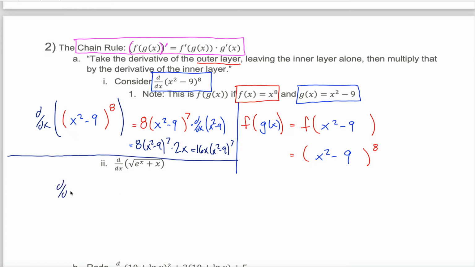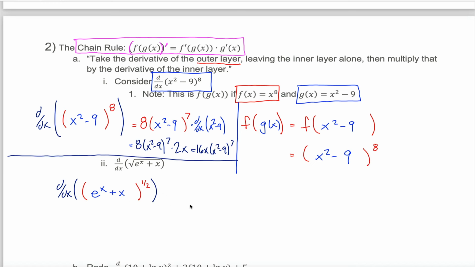First, a little hint. Whenever you see a radical, we don't have derivative rules that deal with square roots, but taking the square root of something is the exact same as raising that something to the 1/2 power. So instead of writing this as the square root of e to the x plus x, maybe write it as (e to the x plus x) all raised up to the 1/2 power.